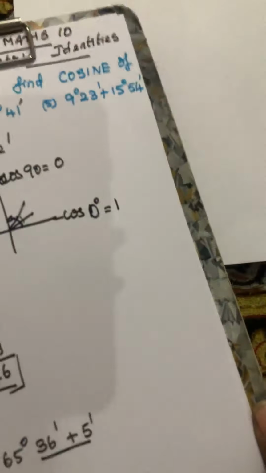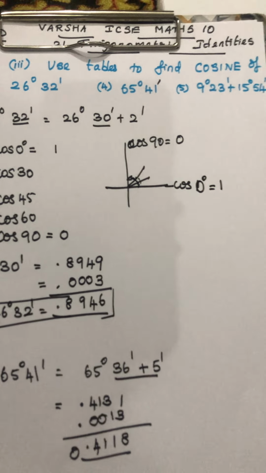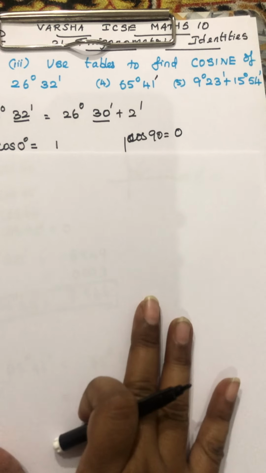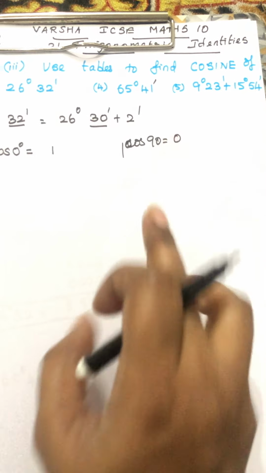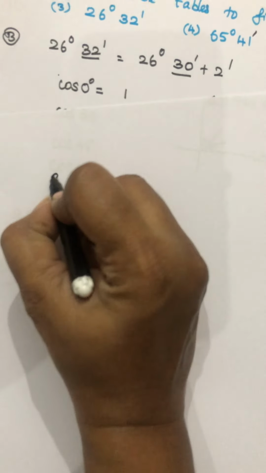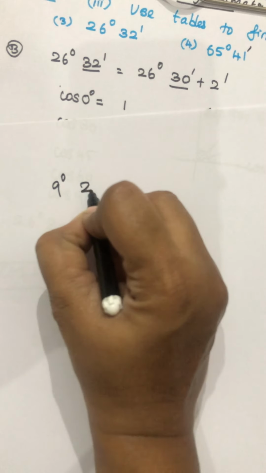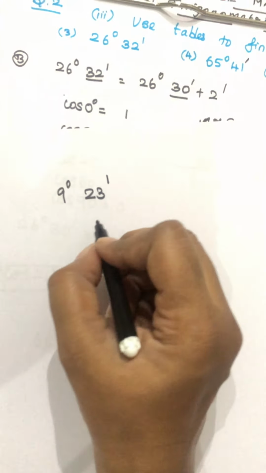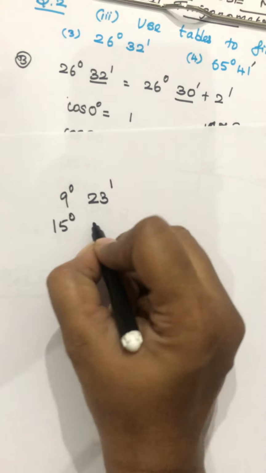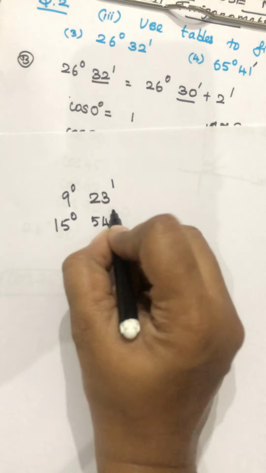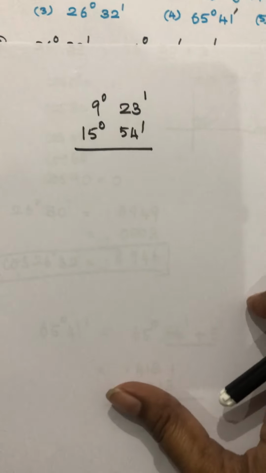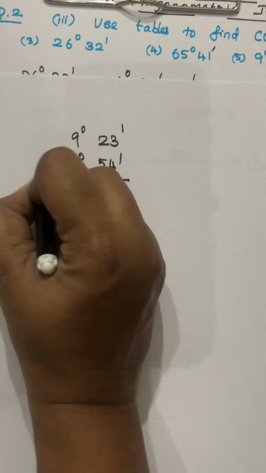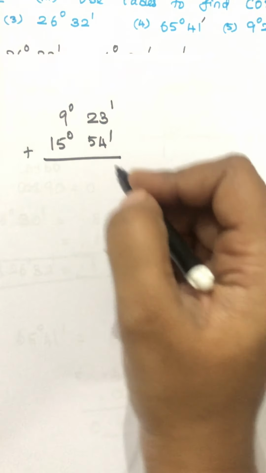Okay, so next the important one. So that is 9 degree 23 minutes and 15 degree 54. So listen carefully, students. Just a very simple one. Another one, we have to add 15 degree and 54 minutes. Okay, so listen. So this is 9 degree and 23 minutes. See, if you add, first you have to add the degrees.